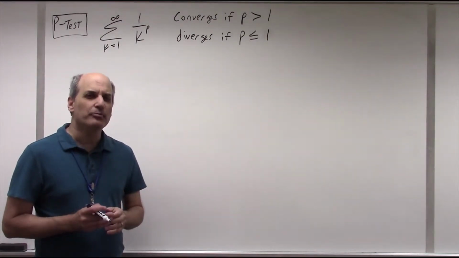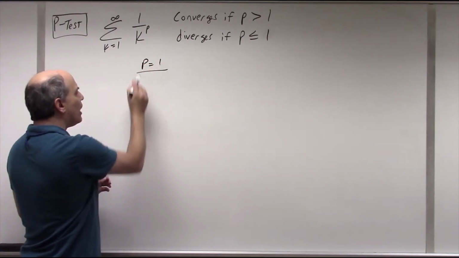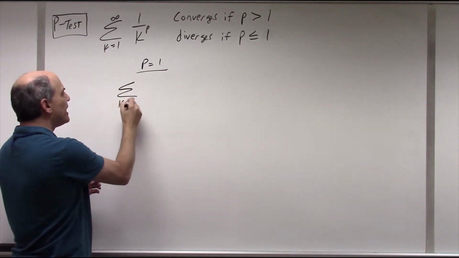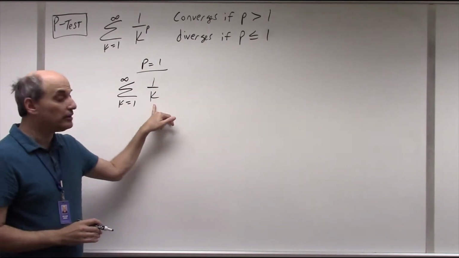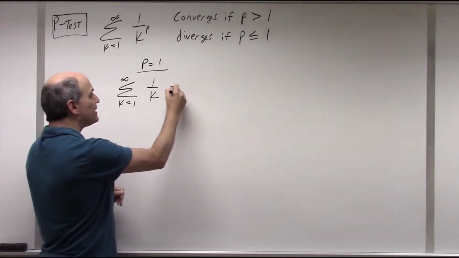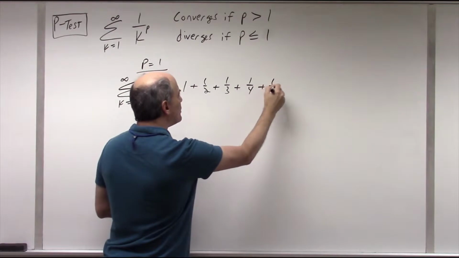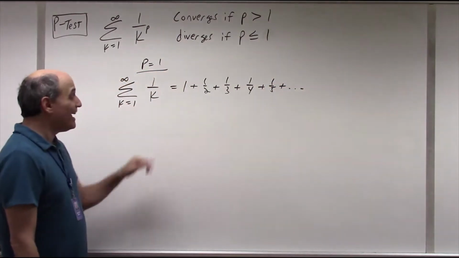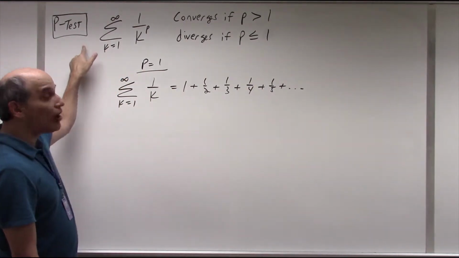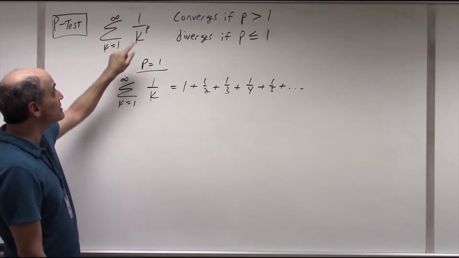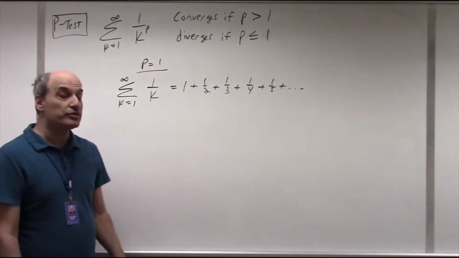Let's look at two examples that we've actually talked about before. If p equals 1, we have the sum from k equals 1 to infinity of 1 over k to the first power. That is just 1 over k. That is 1 plus a half, plus a third, plus a fourth, plus a fifth, and so on. And we've already shown you that this particular series diverges, but this test also shows us that it diverges because it says if p is less than or equal to 1, the series diverges.